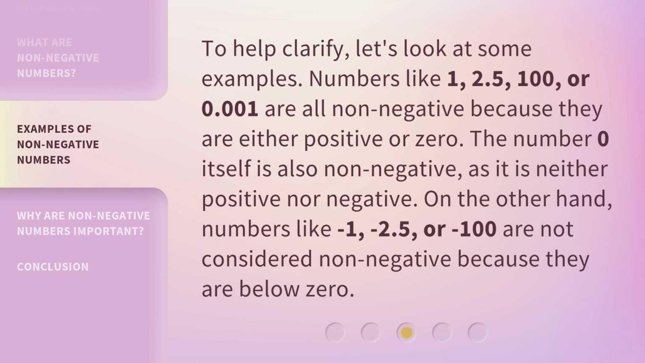To help clarify, let's look at some examples. Numbers like 1, 2.5, 100, or 0.001 are all non-negative because they are either positive or 0. The number 0 itself is also non-negative, as it is neither positive nor negative. On the other hand, numbers like -1, -2.5, or -100 are not considered non-negative because they are below 0.